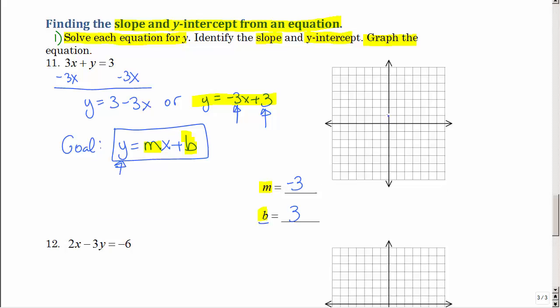Now let's graph it. So b is 3. Remember, alphabetical first. I'm going to put that over 1, so I'm going to go down 3 and over 1. I'm going to do it again. Oh, and just for fun, I'm going to do it again. The more points I have, the better looking my line tends to be. Not hard.